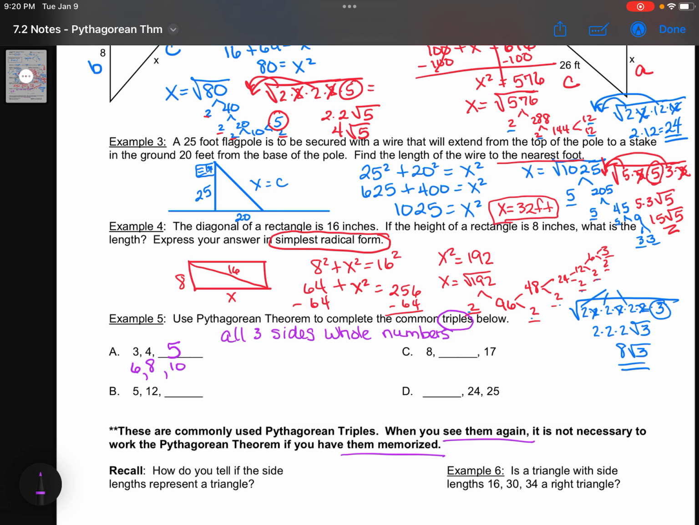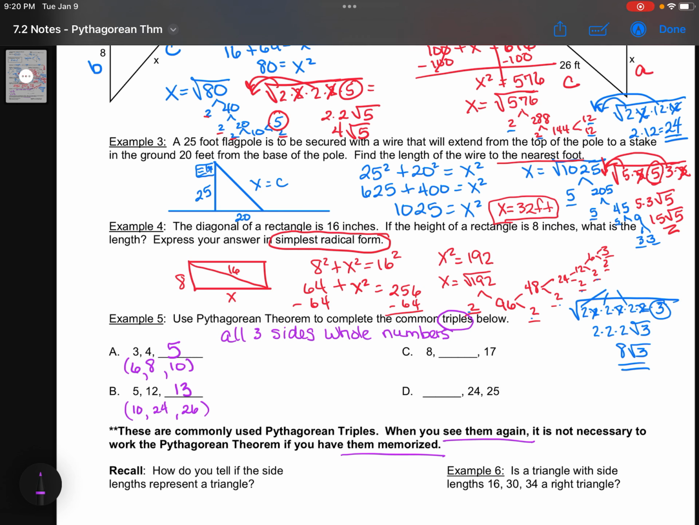So the next one is 5, 12. I'm going to assume that the 5 and the 12 are the legs, and the hypotenuse is what we need. The third side is going to be 13, which means you could have 10, 24, and 26, which is one of the ones we had above. So any multiple of those 3 works out.